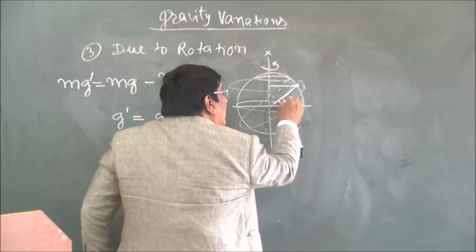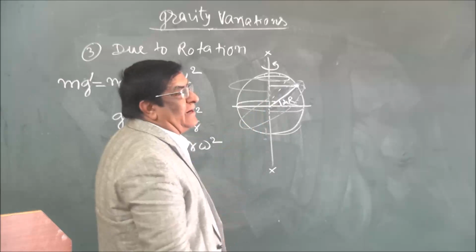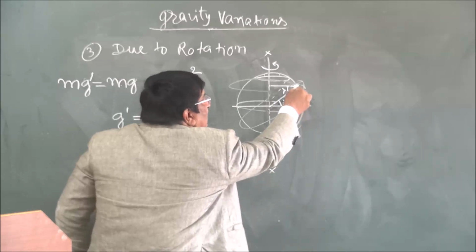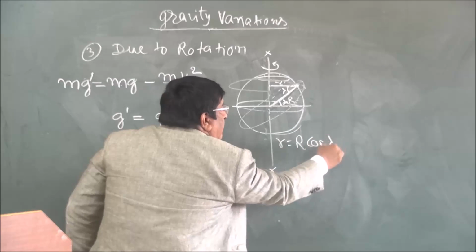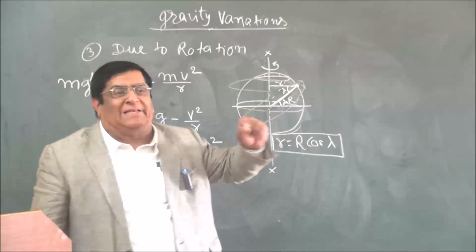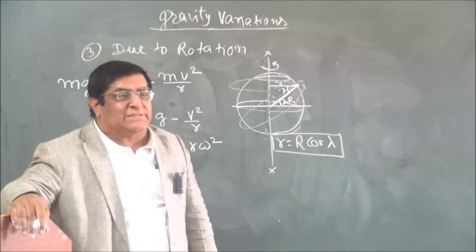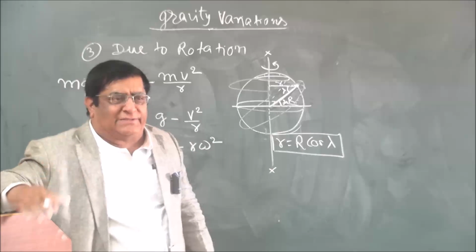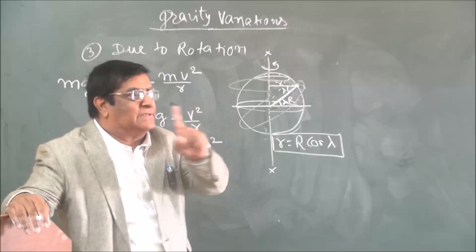This angle, lambda, this angle and this r, it has a relation. If this is lambda, this is also lambda. This is r. So how much is this r equal to? Lambda. What is this lambda known as in geography? Yes, there are two sets of lines on the earth. One are vertical lines and one are horizontal lines. What are those lines known as? Latitude and longitude.